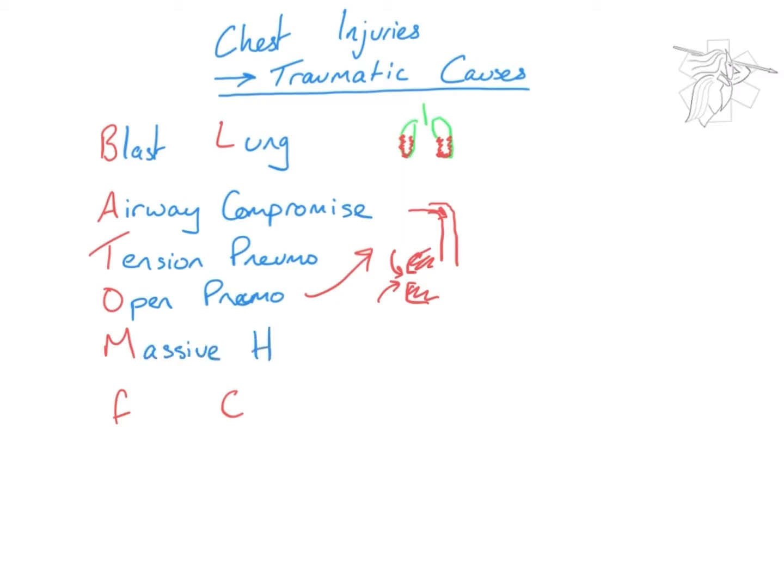We've then got M, which stands for massive hemothorax. If pneumothorax is air trapped in the chest, we are now talking about massive hemothorax, which is blood filling the chest cavity and impeding the normal expansion of the chest and the lungs' ability to expand and utilize the air that's going into it. We've then got FC, which stands for straightforward flail chest.